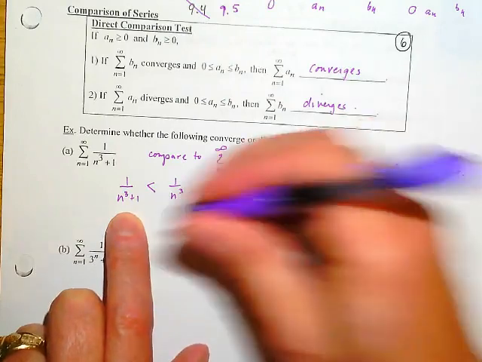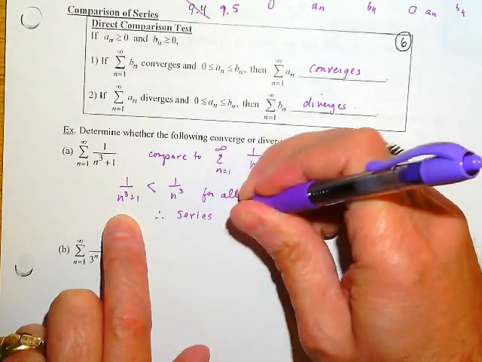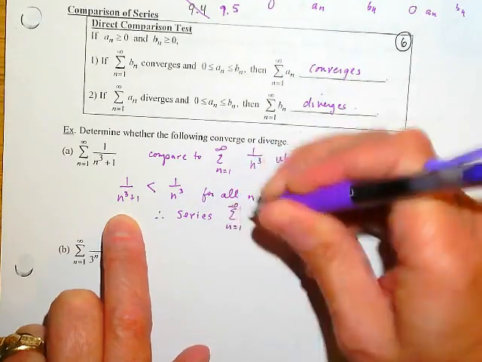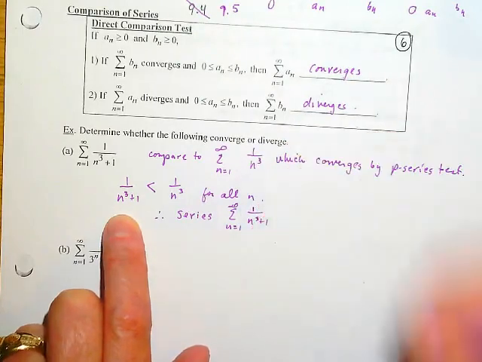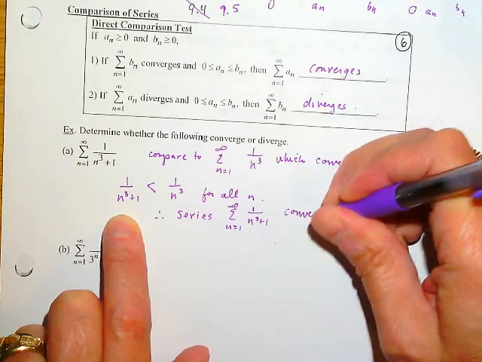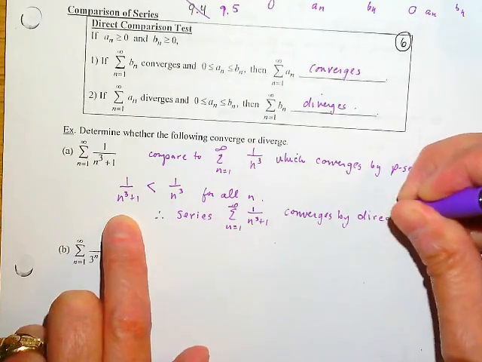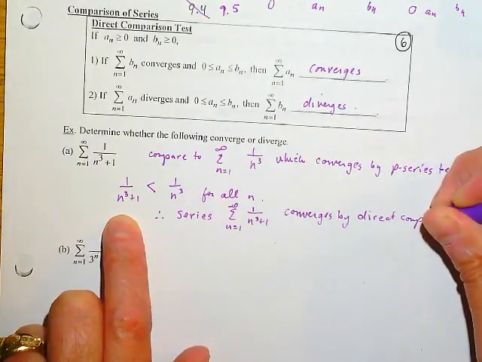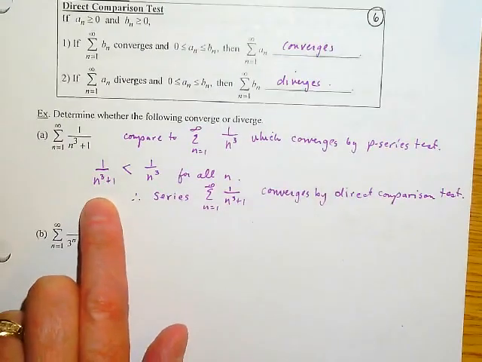So then we could say, therefore, this series, and when we say series, we're talking about the original. I'll write it out this time, but you wouldn't have to. Series 1 to infinity of n to the third plus 1 is going to converge as well by direct comparison test. I will tell you, in your textbook, it calls it the comparison test. So I'm going to call it direct comparison test just so it doesn't get confused with the other tests that we're going to talk about next. Okay?